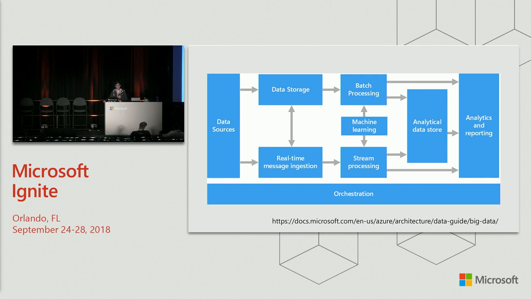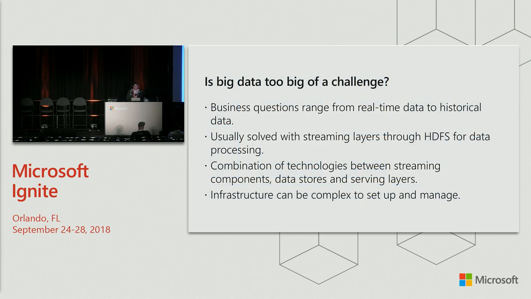This architecture can have a few challenges in the way it can be implemented, based on how many moving components are available there for the data processing layers. So the question we have to answer is, is big data too big of a challenge? There are business questions that require different kinds of data, like real-time data, historical data, batch aggregated data. They all can have different kinds of periodical access, different kinds of aggregation types.